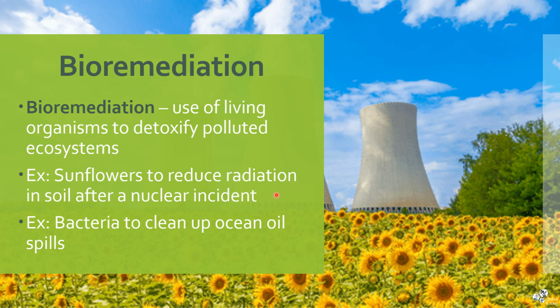An example is planting sunflowers. After nuclear incidences, if there's ever types of radiological spillover, what happens is people will often put sunflowers around that area because sunflowers can actually take the radiation out of the soil and kind of neutralize it. We also use bacteria to clean up oil spills in the ocean, like the Deepwater Horizon that happened, I believe, in 2010.